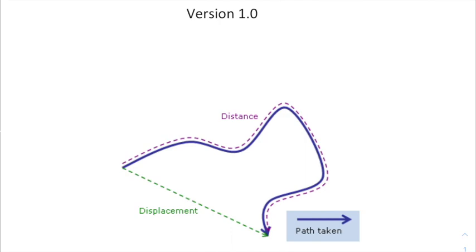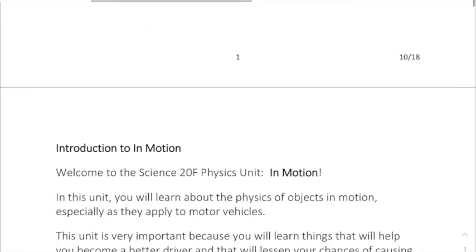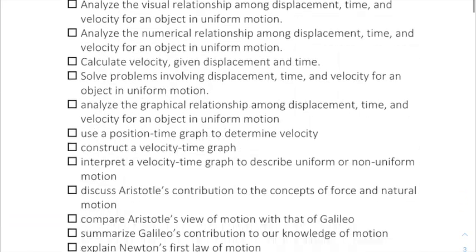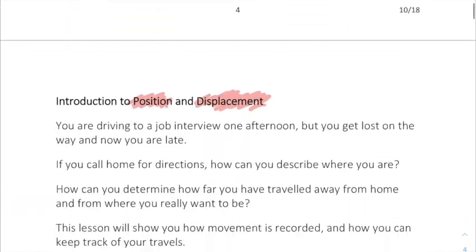position. So distance is the total distance traveled, versus displacement, which is just a change in position. Or distance is the total length of the path. So I'm just going to skip ahead here and show us.